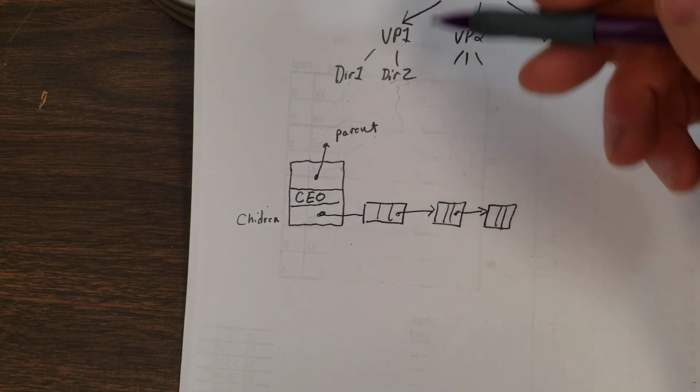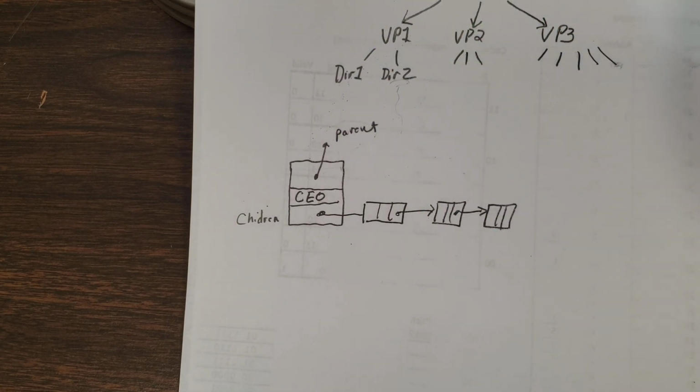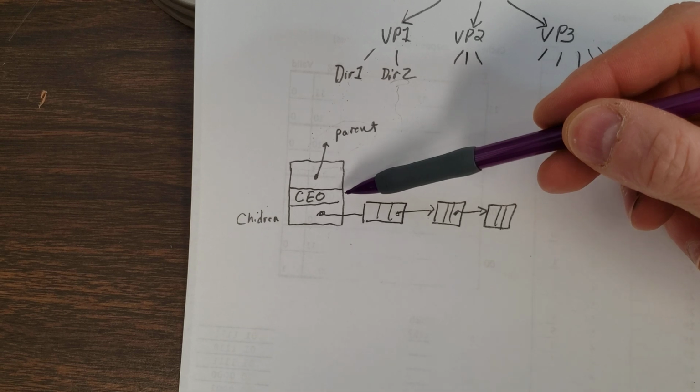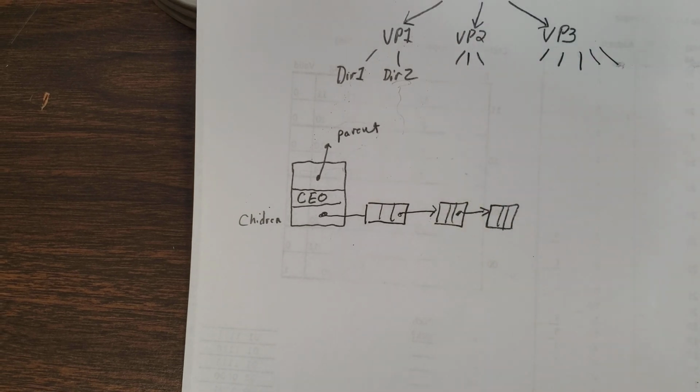Okay, so those are some examples of trees, and then this would be what we would need in order to store the information for a particular node.